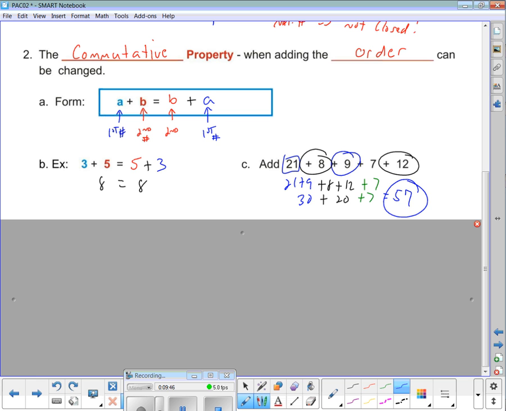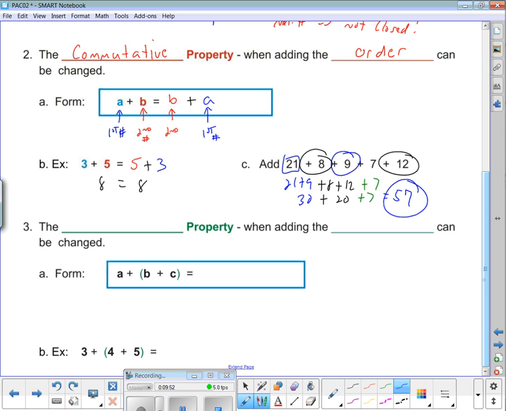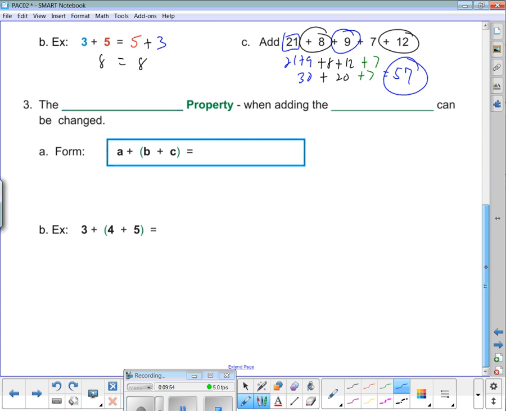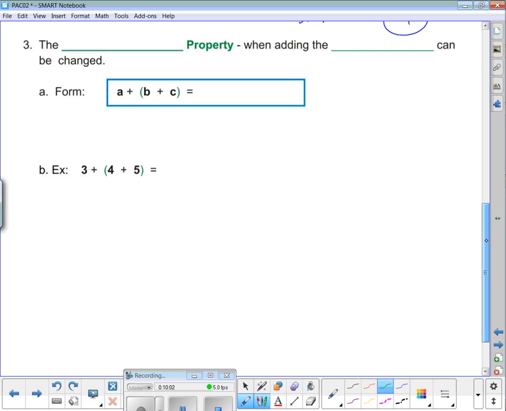Okay, so using the commutative property does have some value, and we'll be going over it and over it and over it. All right, commutative, you can change the order. Next we have, let me put this up a little higher for you. Take your green, and we're going to write the associative property.